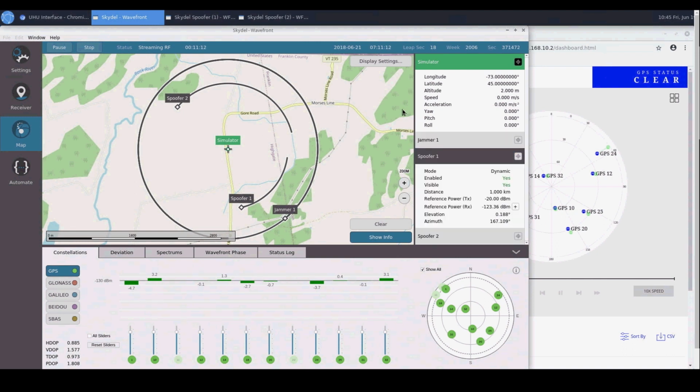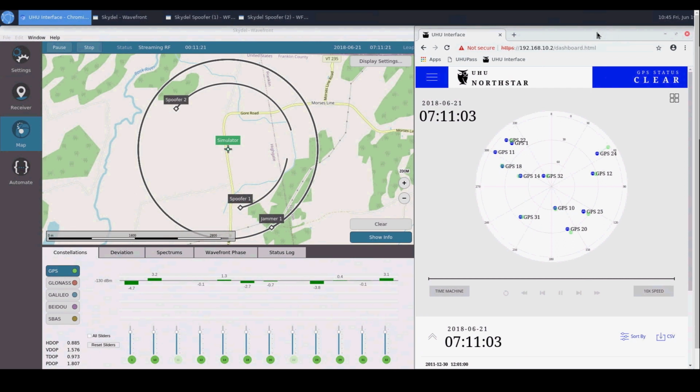Now, spoofer 1 is actually a pretty weak transmitter. It's only 7 dB stronger than a nominal GPS signal. And so we're going to watch what happens over time as these signals are presented to the multi-element system.